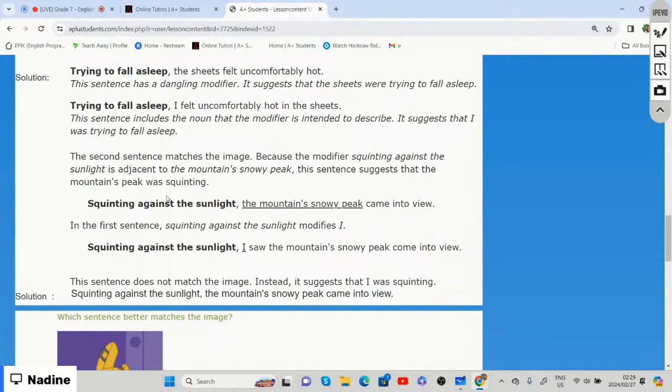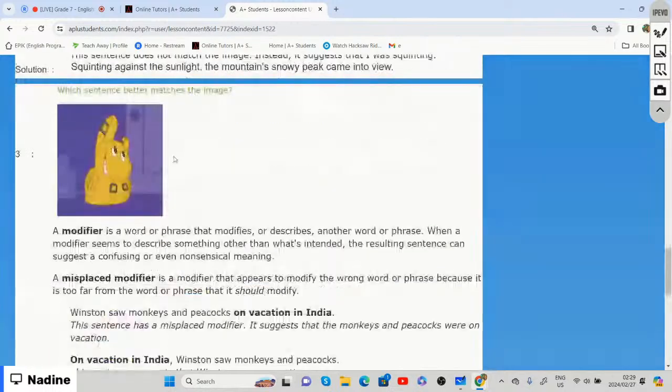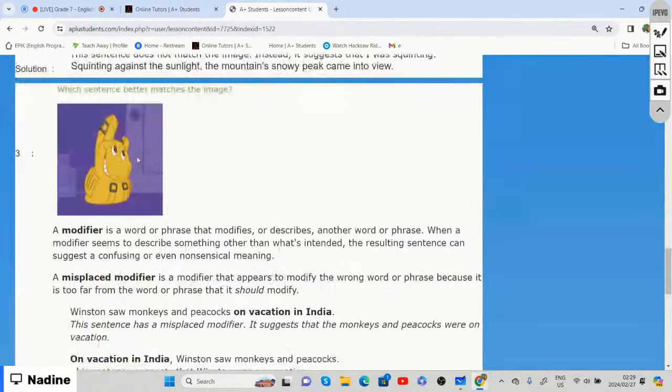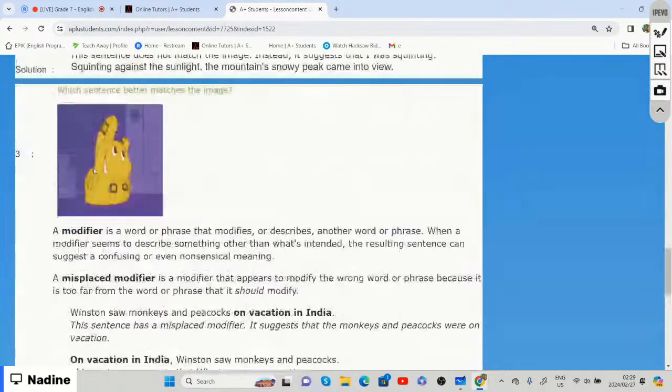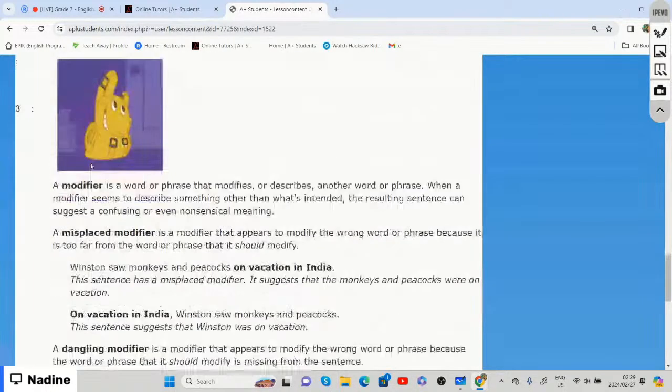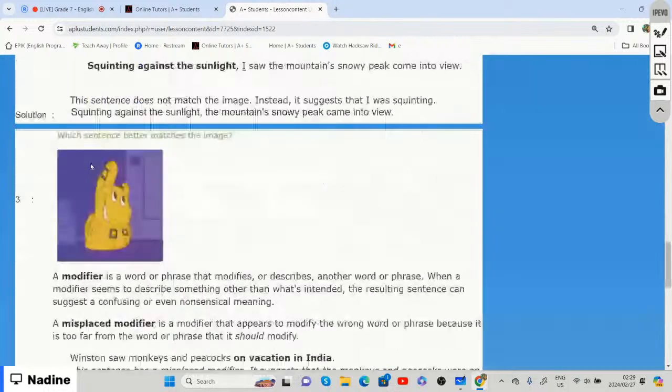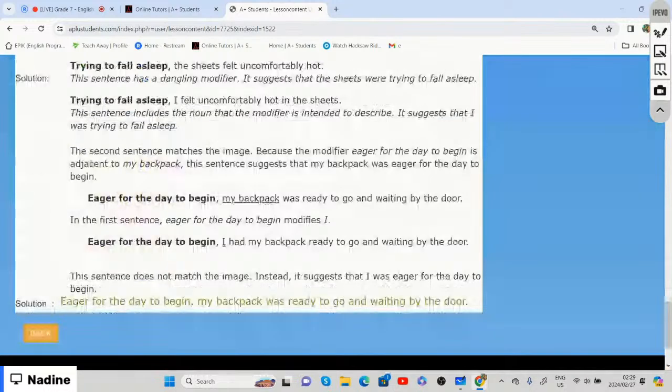All right. If we look at this sentence, it says, this looks like a backpack that actually smiles and looks very naughty, as if the backpack did something. It's almost like the backpack did something naughty. So now it says, which sentence best matches the image? Eager for the day to begin, my backpack was ready to go and waiting by the door. Or, for the day to begin, I had my backpack ready to go and waiting by the door.